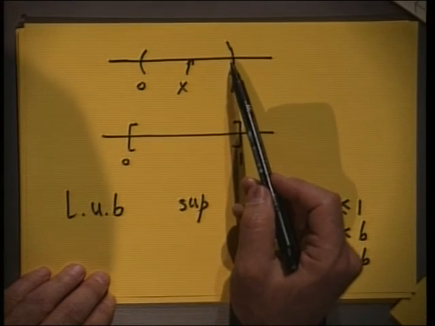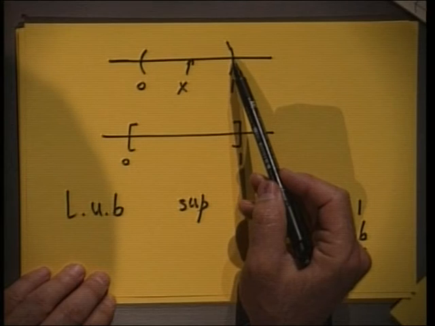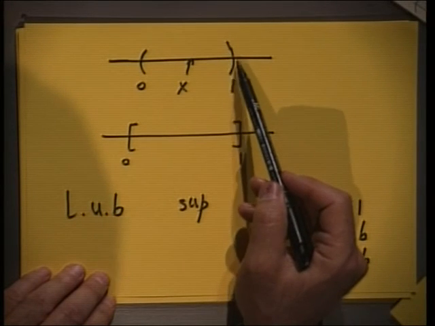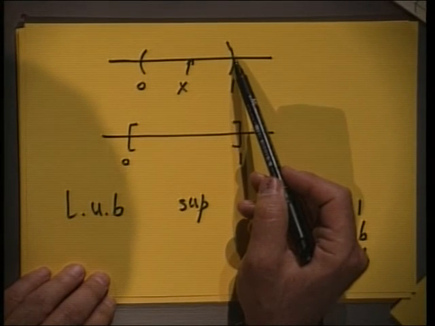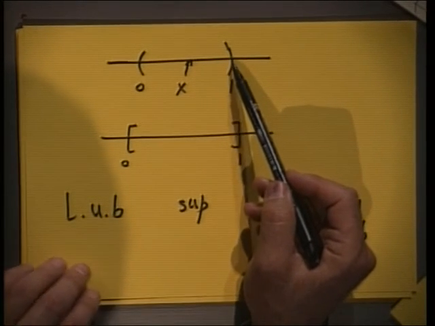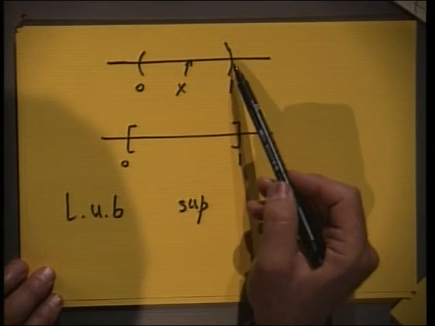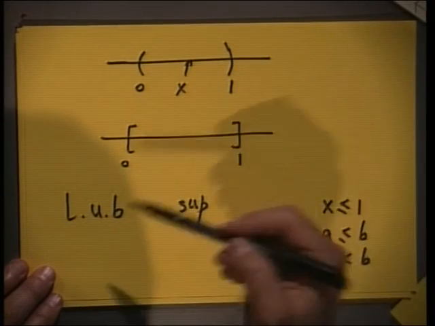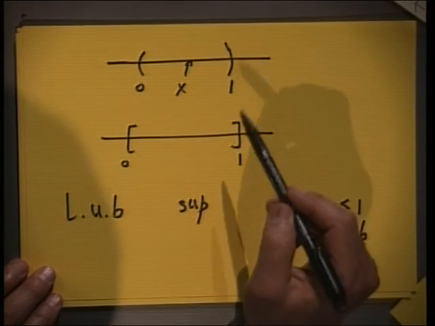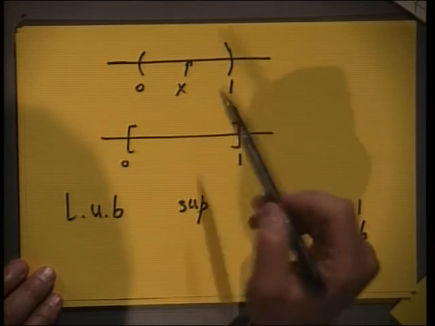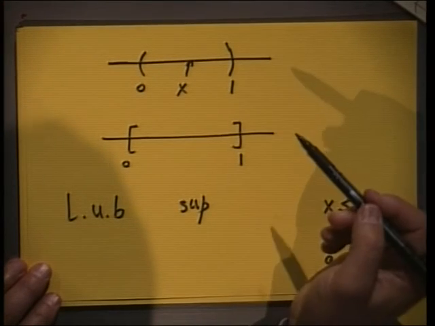So we call 1 a maximum bound, of course, because any value x does not ever exceed the value 1. But at the same time, the value 1 is an upper bound. Yes, it's an upper bound for the set, but it's the least one. In other words, there is no other bound which is smaller than 1.